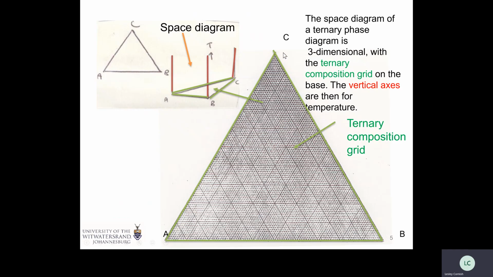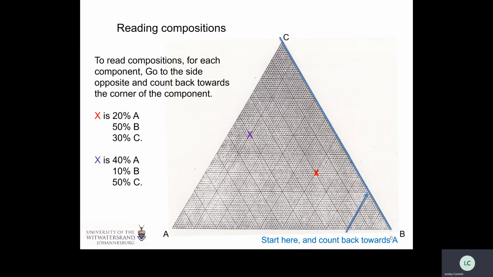So what did we do? For a binary, it was easy. We had composition along the bottom and temperature up on the y-axis. We've still got temperature up on the y-axis, but now, instead of a line going across like a binary, we've got a composition grid because we've got 3 components, A and B and C. So now we've got this composition grid because we've got 1 more degree of freedom having 3 components instead of 2.